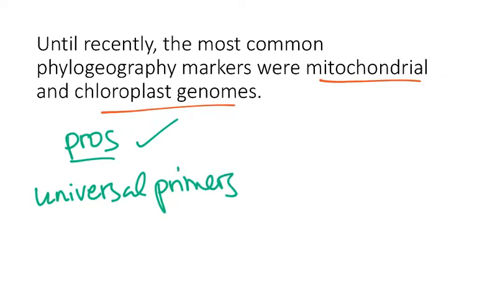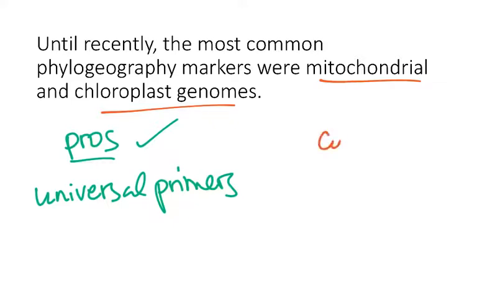So if there are universal primers available, that means it's relatively easy to actually conduct these types of studies because there are primers available that will work for a broad range of taxonomic species. So again, an example of a universal primer is there are primers available to amplify all fish species, for instance. So that's a positive to using these types of mitochondrial and chloroplast genomes as phylogeography markers.